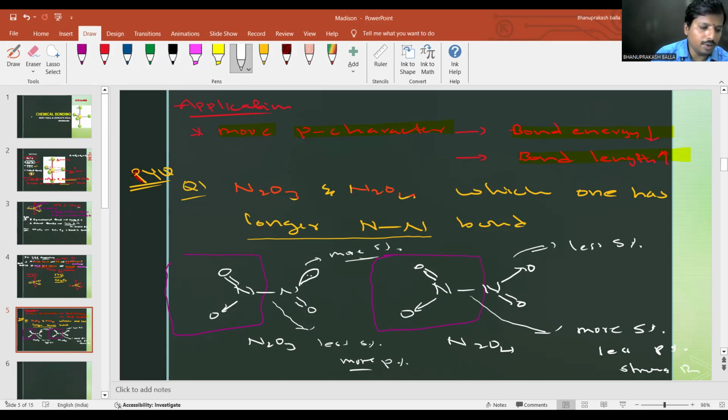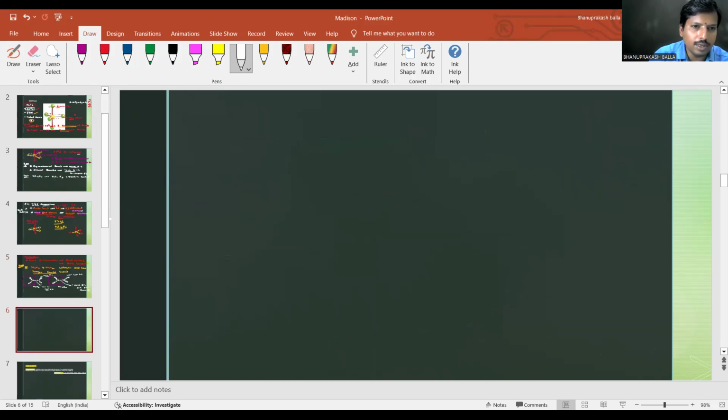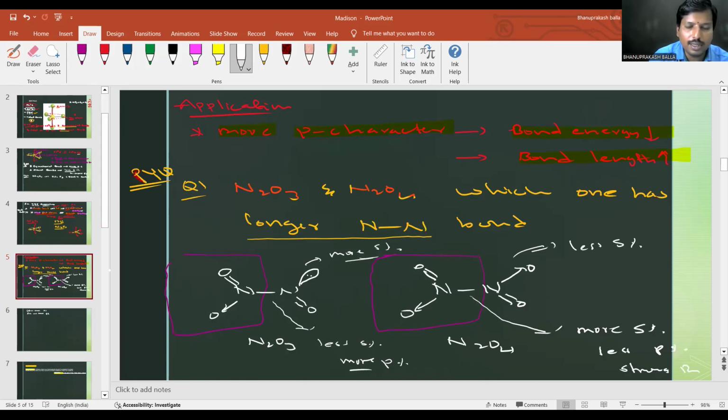Already you know that a lone pair has more s percentage, and an electronegative atom demands more p percentage. Got it? So here the lone pair has more s percentage, and obviously the nitrogen bond has less s percentage, so it has more p character. The more the p character, the bond energy will decrease and obviously the bond length will increase. So which one has the longer N-N bond?